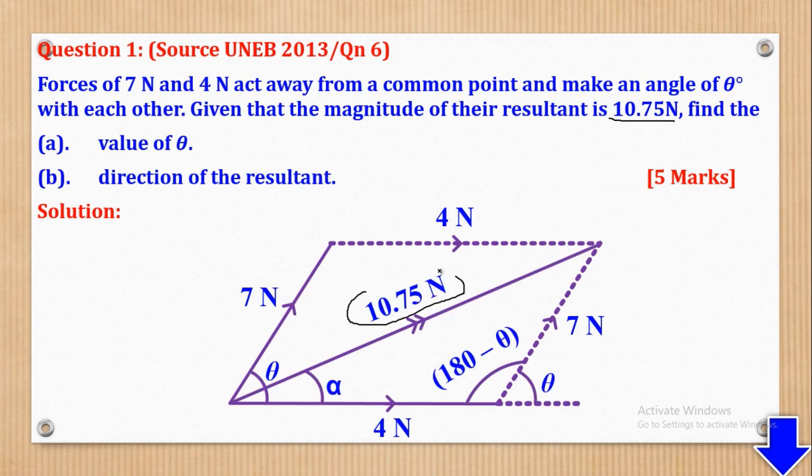So this is our resultant force, it is on the longest diagonal, and this is the direction of the resultant force which they want in part B, and this is the value of theta which they want in part A. So with that complete sketch, we can come up with a solution for the questions asked.